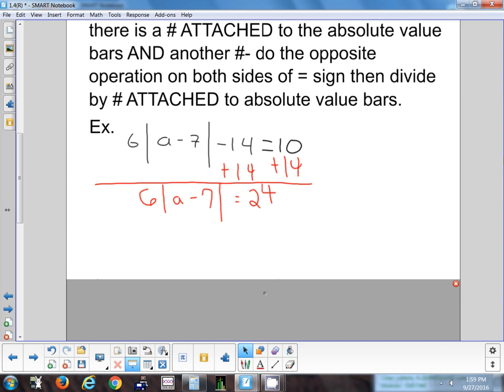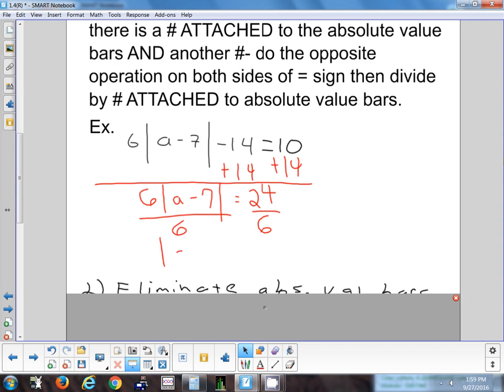Now what do I want to do? Someone tell me by raising their hand. What do I want to do now? So now I just have the number attached. Brett? Divide by 6. That's going to get the absolute value by itself. It doesn't get rid of the bars. It just gets the absolute value by itself so you can solve. So I'm going to get absolute value, A minus 7 equals 4.